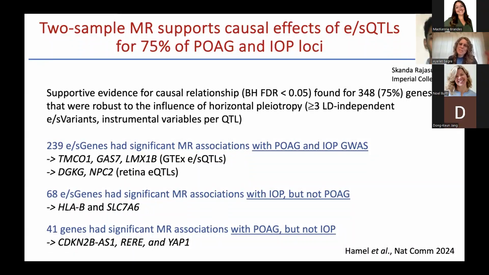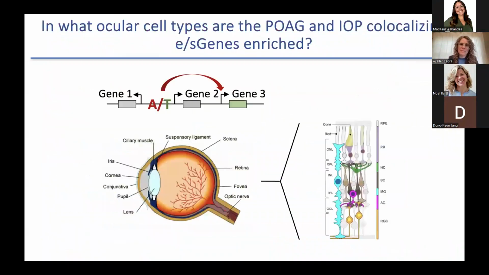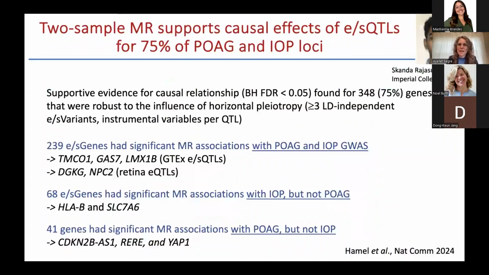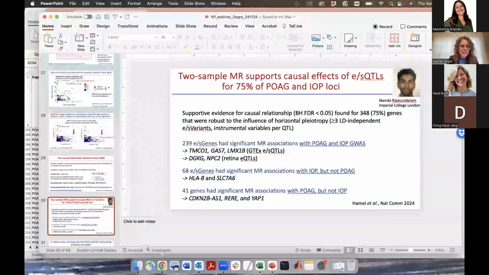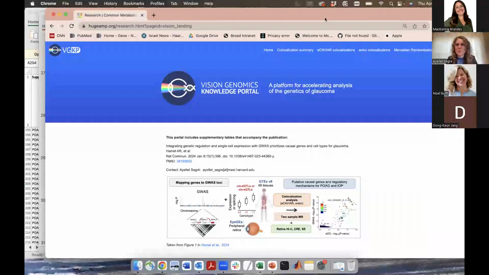So the tables that summarize both the colocalization and the MR results from these analyses are supplementary tables in a publication that came out earlier this year, but now, thanks to Maria and the whole team, they are also on the Vision Genomics portal. And I can maybe just pause here very quickly, go to the portal and show you.